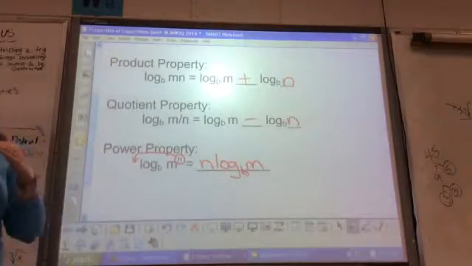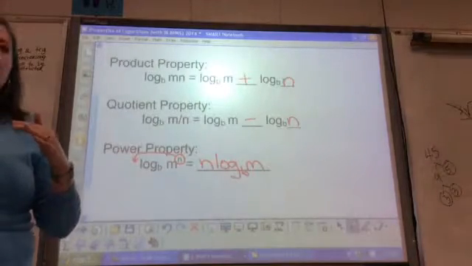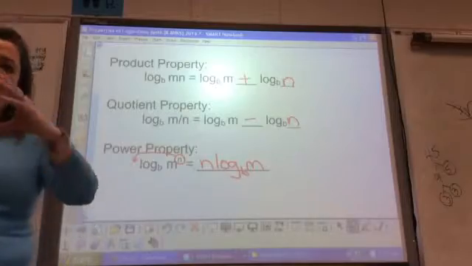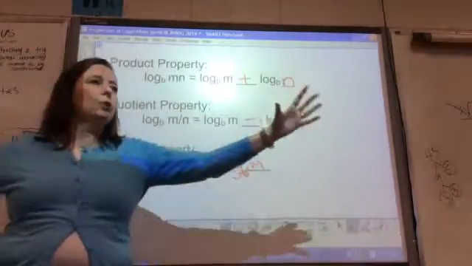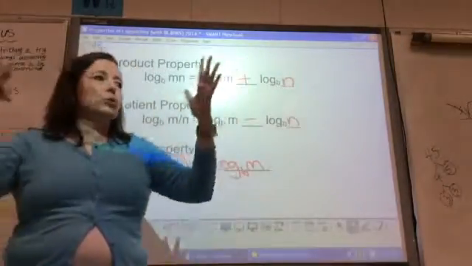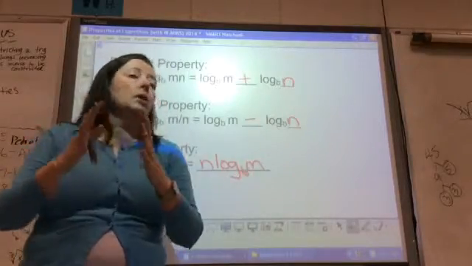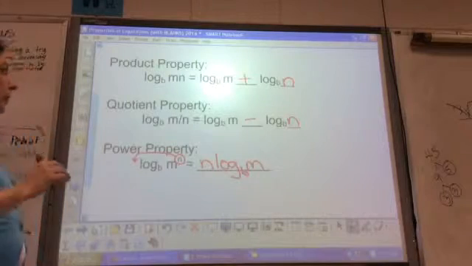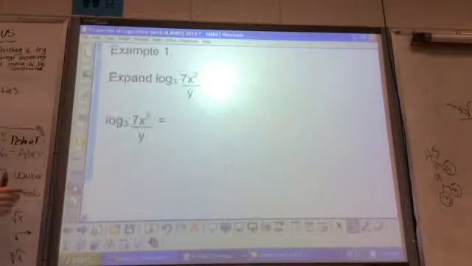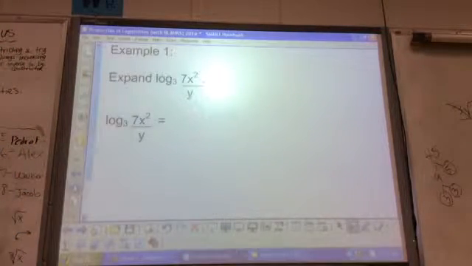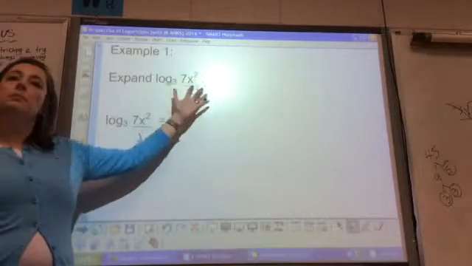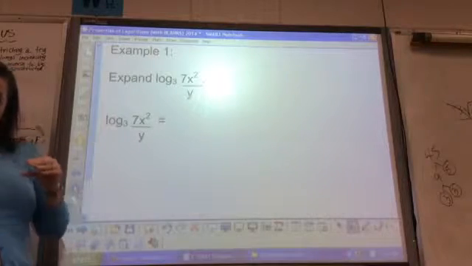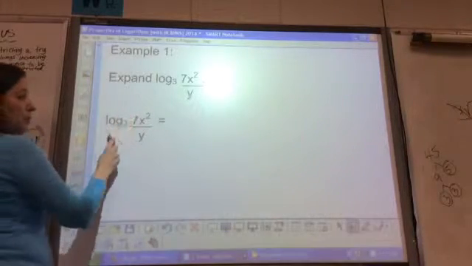So what we're doing today is we're going to be expanding and condensing. Expanding, of course, you know, stretching it out, writing it in long form. Condensing is squishing it down, putting it back in short form. Why would we do it? Because it helps us to solve later. Okay? All right, so we will start out with expanding. So they're going to give you a log problem, and we're going to break it down piece by piece and stretch it out. Okay? So here's our problem.